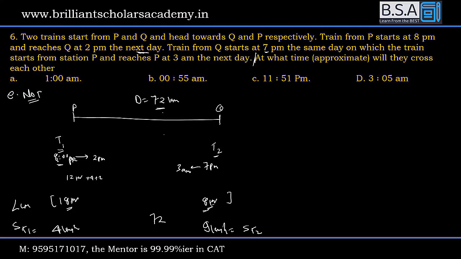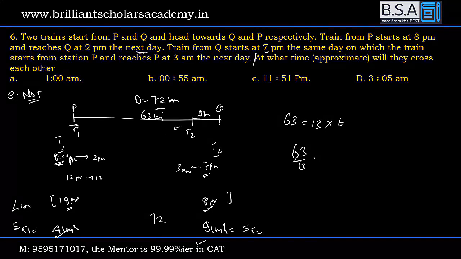When is the train starting? 8 p.m. When is the other train starting? 7 p.m. So this one starts early by 1 hour. So in 1 hour, it will be 9 kilometers ahead. Now they are both moving towards each other. They have a gap of 63 kilometers between them, and together their speed is 13. A gap of 63 with a speed of 13, what time will it take?